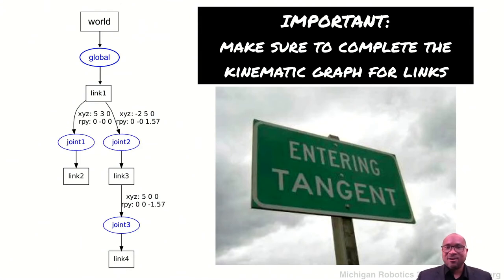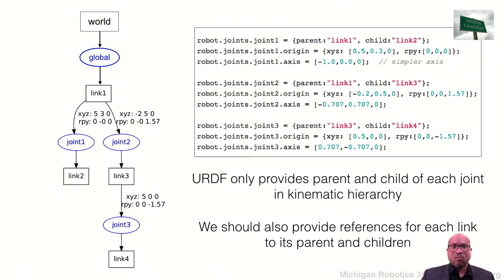One quick tangent is that it's helpful to complete the kinematic graph. In KinEval, the way that we've structured the code, you have to complete the kinematic graph for links. What you should note is that what we get in URDF is that only the joints specify the relationships between the links, but the links don't specify any relationship to other links or to the joints, and so it's helpful to complete this information before we start in on our kinematic computation.